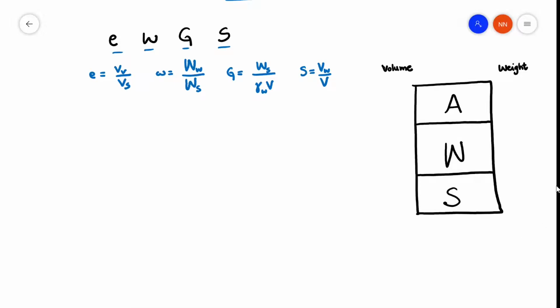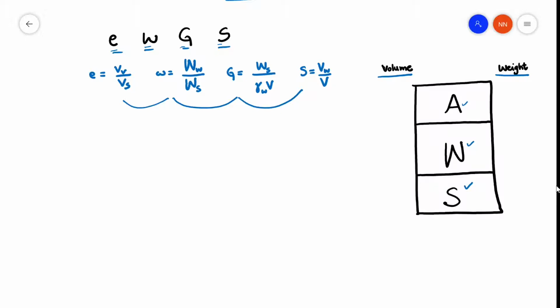Looking at the phase diagram on the screen, we have the volume side and the weight side of the soil. We have air, we have water, and the solids. We'll be deriving the relationship between E, W, G, and S using the formulas that we already know. The only thing we have to do is connect them with each other and find a relationship that has all the quantities in the form of an equation.